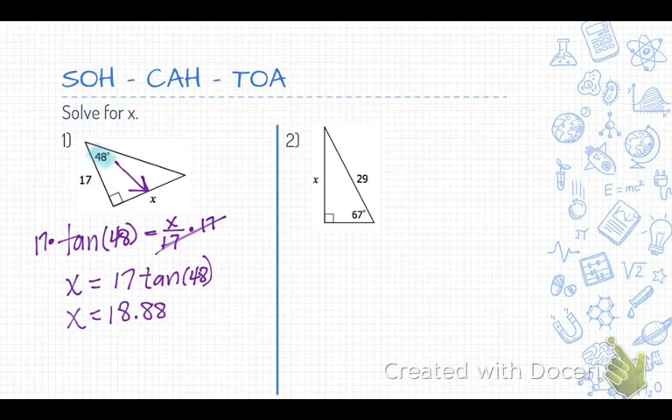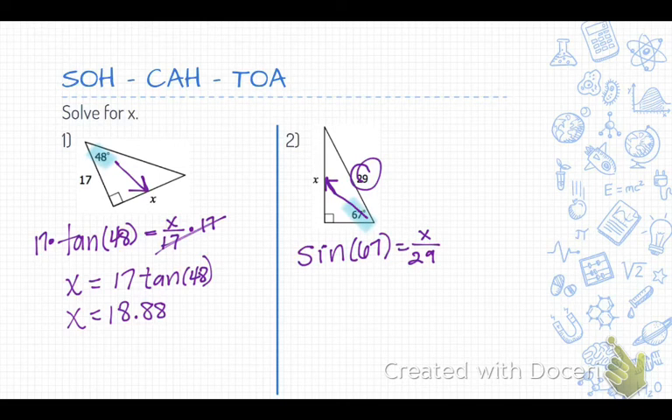Okay, next, I have number 2. I have another angle, 67 degrees. How are those sides related to that angle measure? Do I have opposite, adjacent, or hypotenuse? Which 2? I have opposite, and then my hypotenuse, remember, that's across from my 90-degree angle. So if I have opposite and hypotenuse, which ratio do I use? It's going to be sine, because that's opposite over hypotenuse. So sine 67 equals opposite over hypotenuse.